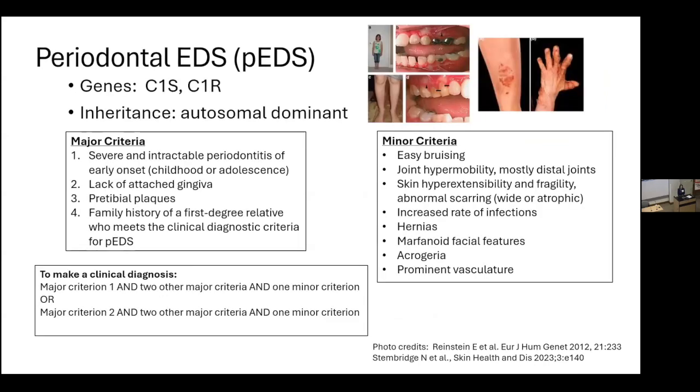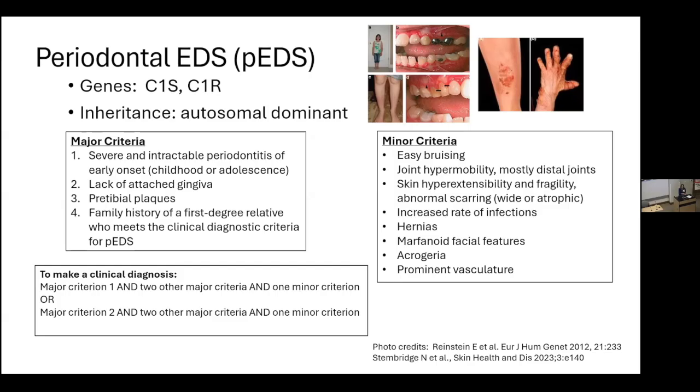Now, you heard a little bit about the periodontal type of Ehlers-Danlos syndrome from Dr. Maitland earlier. The genes that encode this condition are C1S and C1R, which are elements of the complement pathway. The periodontal type is inherited as an autosomal dominant condition. And the severe and intractable periodontitis of early onset is the hallmark of this condition. When you look at the gingiva, they're not attached to the teeth well, and often patients will say they lost all their teeth before they were 30.